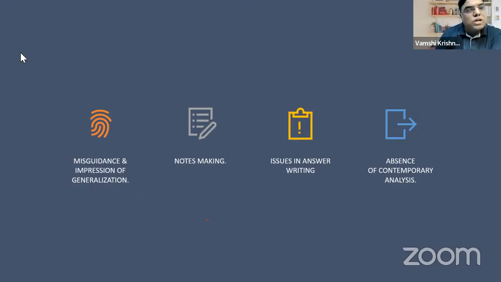The second thing is most do not make notes. This is a vast subject with a lot of interlink. So किसी और का notes मत पढ़िए, आपका खुद का notes पढ़ना है. More importantly, structure and understanding or comprehending the question is missing in most answer writing.